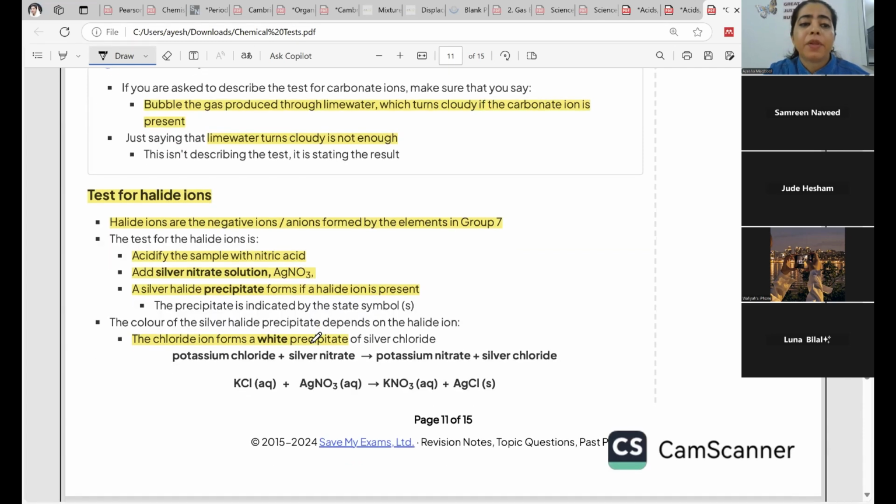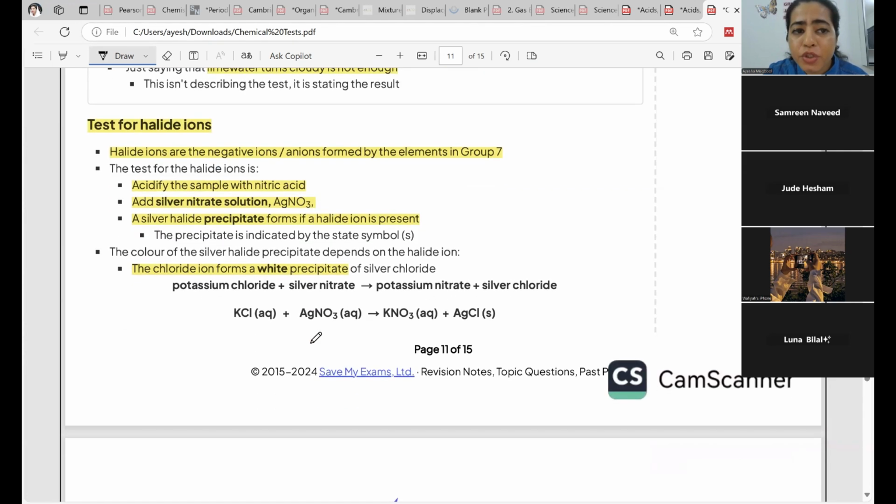Okay. For the halide ion test, we are going to do 3 steps. Number 1, we are going to add nitric acid to make the solution acidic. It has a purpose, I will tell you. And then we are going to add silver nitrate solution. And then what will happen? You will get a precipitate at the end. The color of the precipitate will tell you which halide is there.